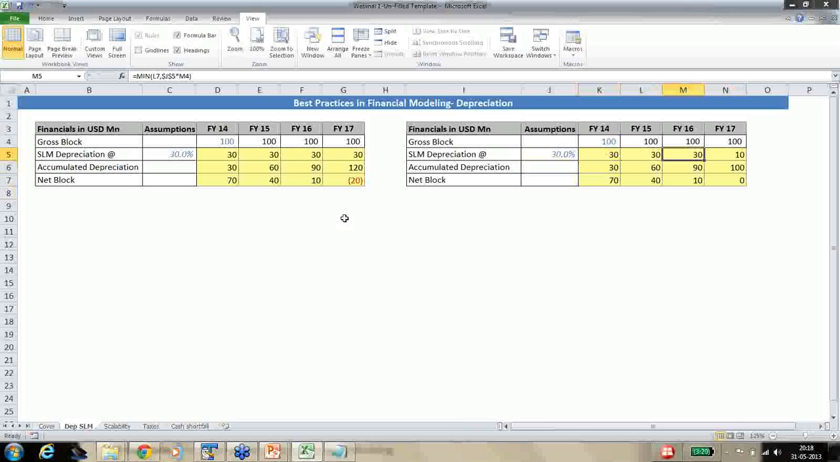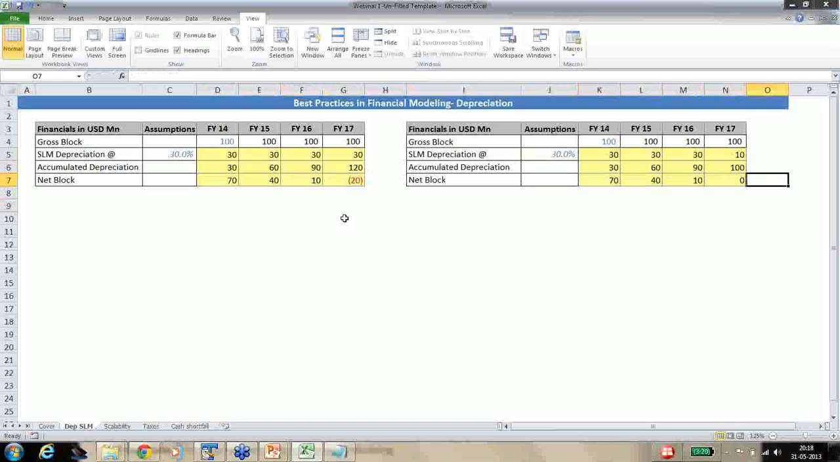In the third year, my depreciation is 30, so my net block is 10. Now my total net block is 10, so in the next year I cannot depreciate more than 10. So this minimum function takes care of that. Now see, by using a simple minimum thing, what we've ensured is that we are not looking at some funny situations in my balance sheet wherein my net block is shown to be negative.